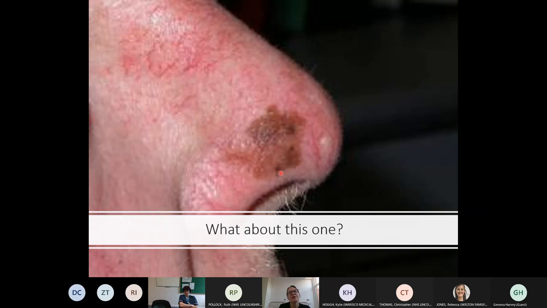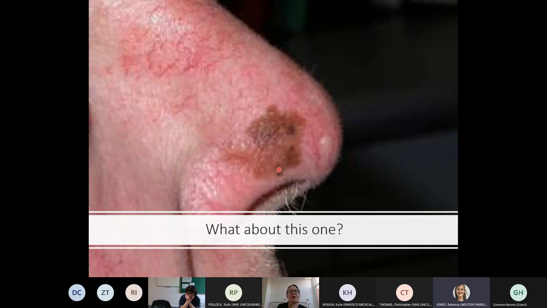And then a similar thing, if a man came with this on his nose, worried about this freckle on his nose, would you be concerned about that one, or would you think that's a sun freckle as well? I'd be concerned about that one. Yeah, what are the concerning things about that? It looks very irregular, and the pigmentation's different. It's also quite big for that area of the body.